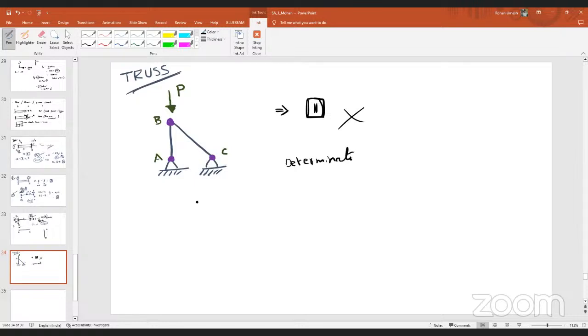You can ask me, as it is a pin support, 2 reactions will develop. As it is a pin support, 2 reactions will develop. I can say there are 4 unknowns, and for equilibrium, 4 minus 3, then 1. But can you still think more and get me some other value? As I said, determinate, obviously the value is equal to 0, but can you still think?